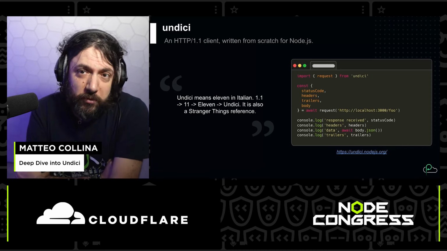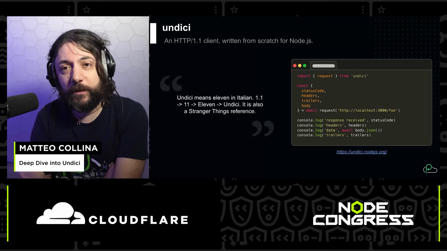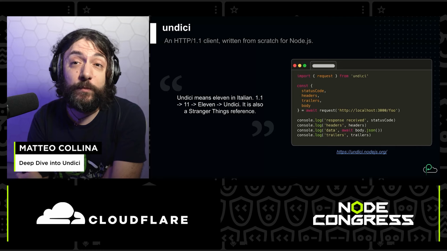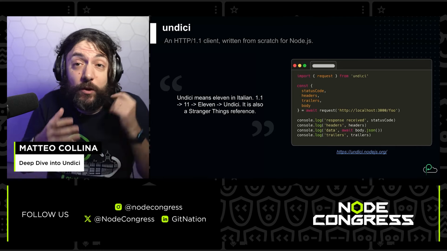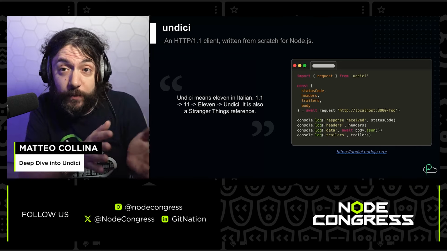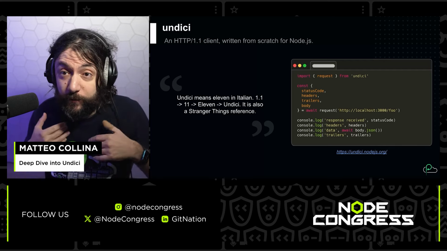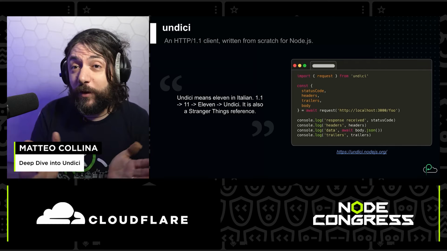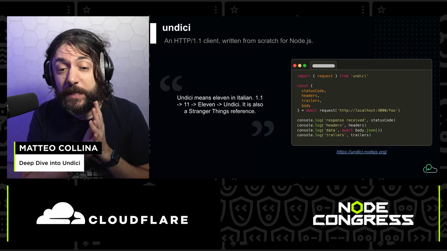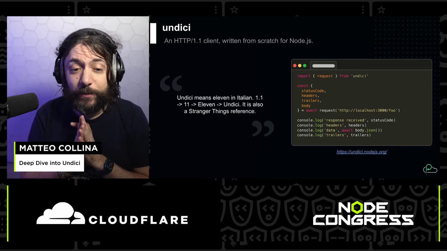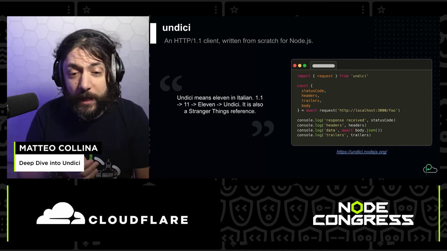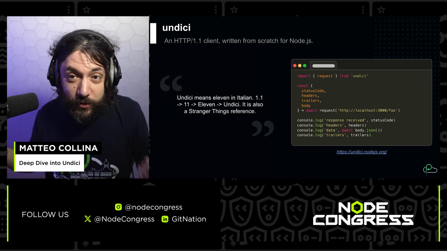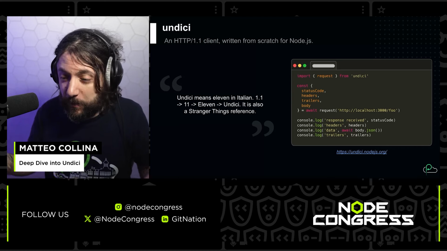Undici is a relatively new, modern HTTP client written from scratch for Node.js. What does from scratch mean? It means it's not based on the internal HTTP and HTTPS modules, but we created it from nothing. Undici means 11 in Italian and comes from HTTP 1.1. And it's also a Stranger Things reference, because I was watching Stranger Things when this started to come into my mind.